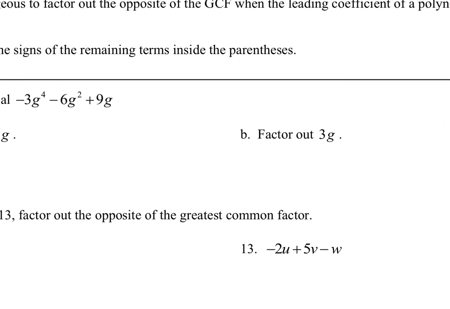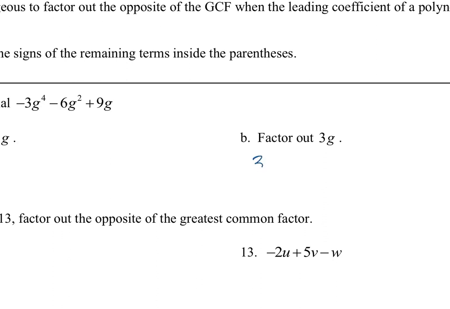So if I were to just factor out a 3g, and I'm actually going to start on part B first, from -3g to the fourth minus 6g squared plus 9g, -3g divided by +3g is -1, because -3 divided by +3 is -1. And excuse me, that's a g to the fourth divided by a g to the first. I forgot about that. So -g cubed. 4 g's, you're taking 1 away, okay? So now -6g squared divided by 3g gives you -2g. And then +9g divided by 3g just gives you a +3. So that would be if you just factored out the GCF.